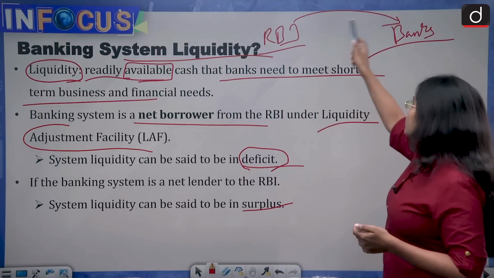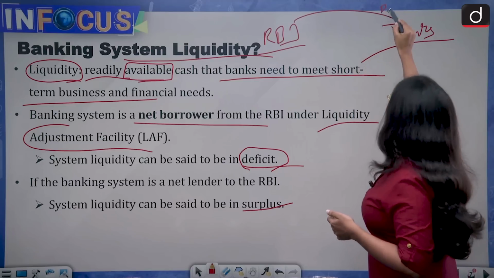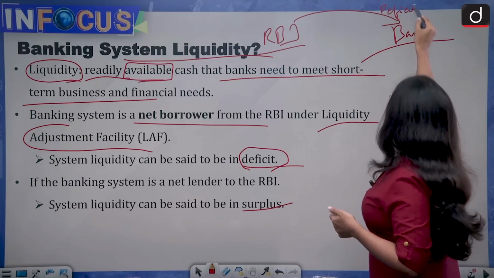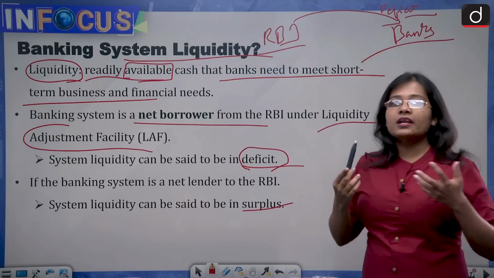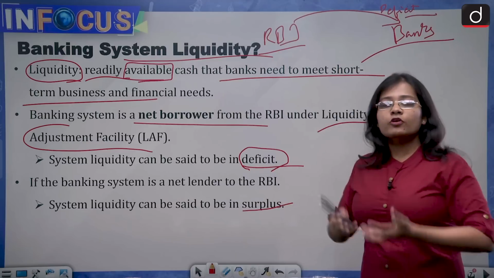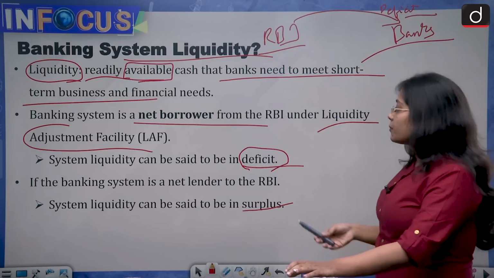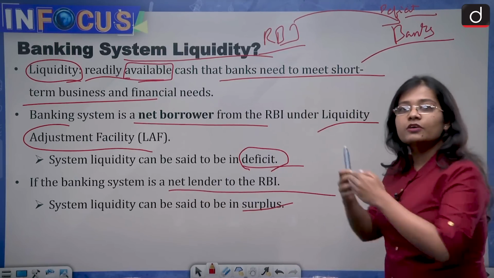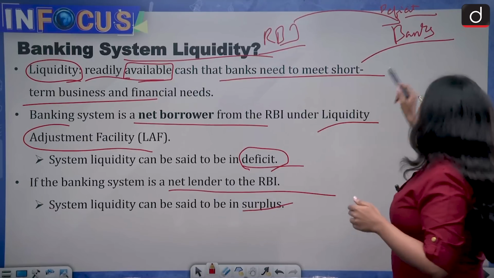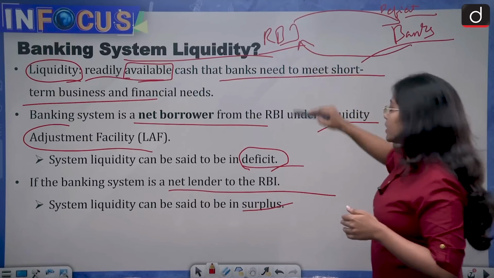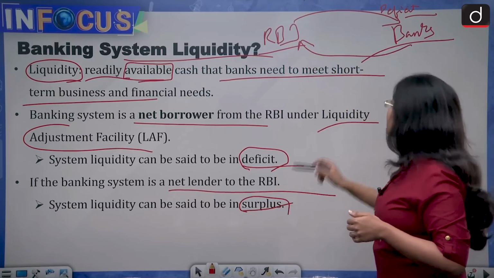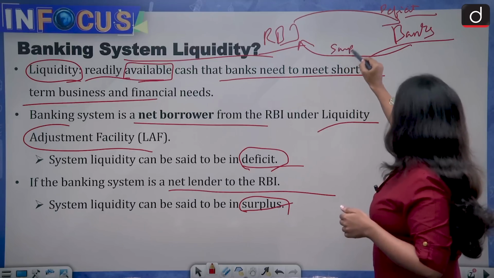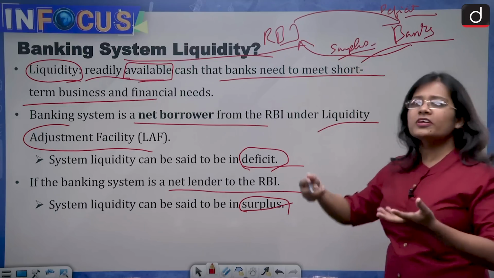So they will take money from the RBI. So in this case it is called deficit, because banks are lacking in something, that is why they are taking from someone else. And when the banking system is a net lender to the RBI, when the banks are giving money to the RBI, then it is said to be surplus. Okay, this is a very simple concept.